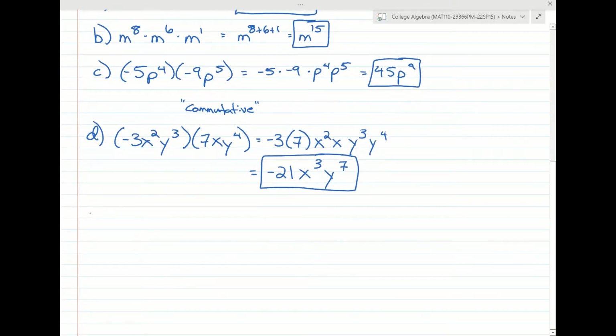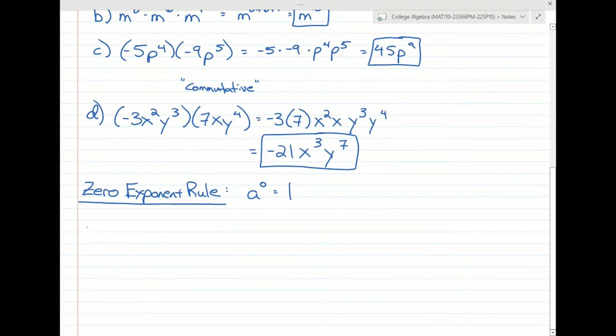The next rule I wanted to talk about is called the zero exponent rule. The zero exponent rule says anytime you have a base to the 0 power, the answer is 1. So again, the directions will be to simplify.